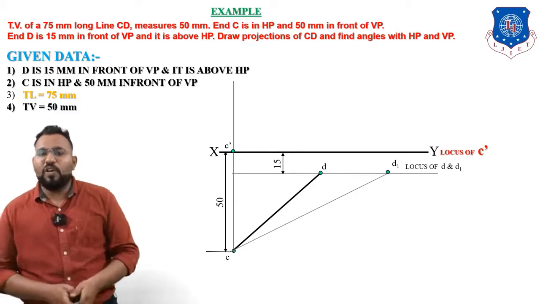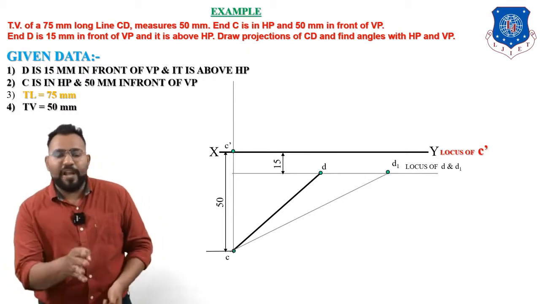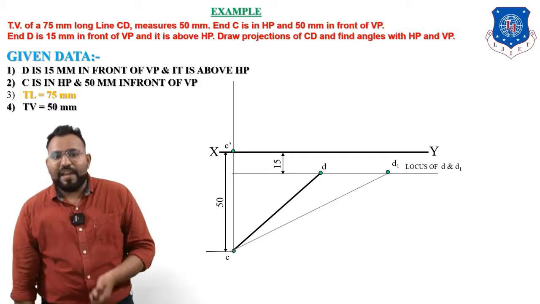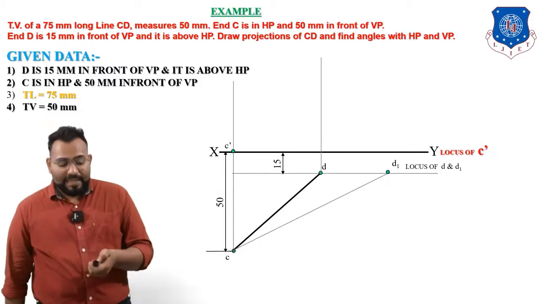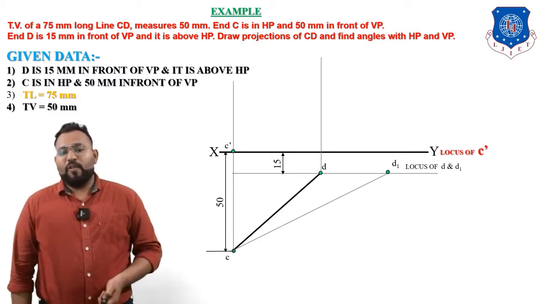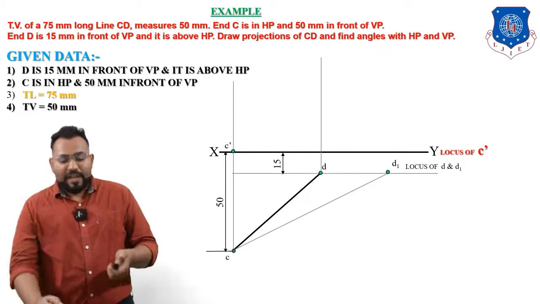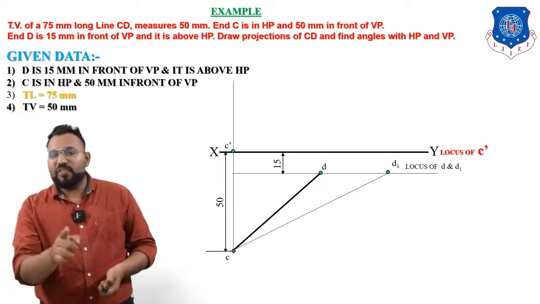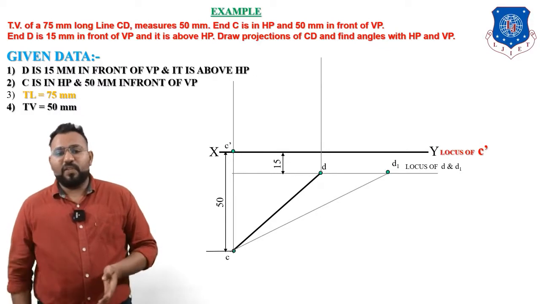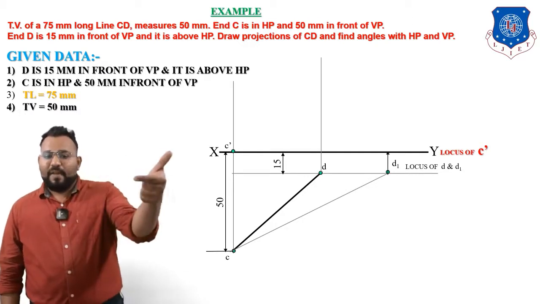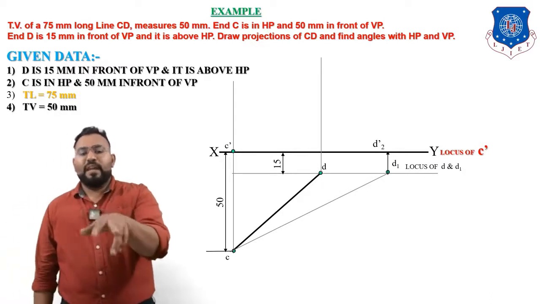So how to find that? We know that point D and D dash always come on the same vertical line. So what I will do? From point D, I will draw one vertical line of any random length. Now the next step is from point D1, I will draw one vertical line, and when this vertical line intersects locus C dash, see on your screen, it will be your point D2 dash. So this is how you will get point D2 dash.